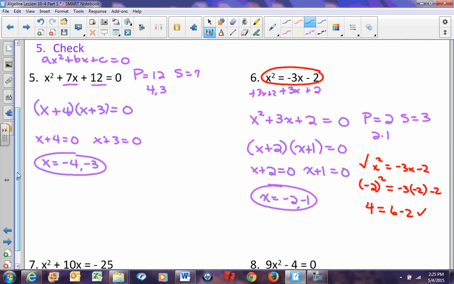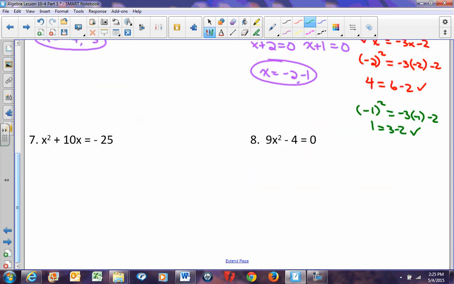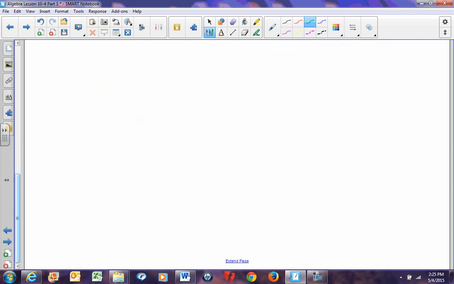Same thing. Now we're going to put in negative 1. So I have negative 1 squared. Does that equal negative 3 times negative 1 minus 2? This is going to be 1. That's going to equal 3 minus 2? Yes, it does. So we both check. That's how you check your equations to make sure they give you answers that are reasonable and correct.